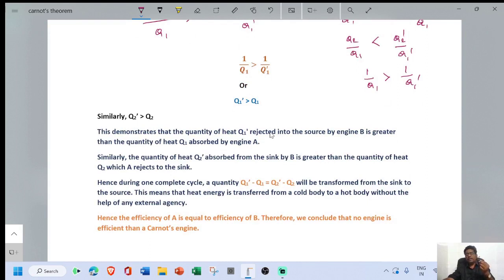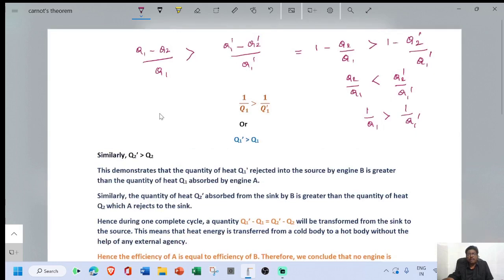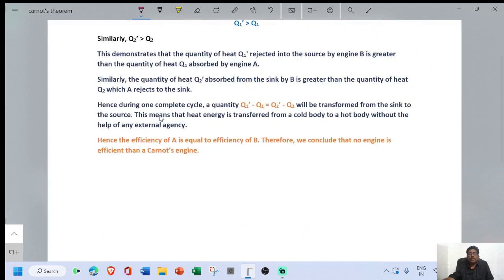Q2 is the amount of heat energy rejected to the zinc by the engine A, whereas Q2 dash is the amount of heat energy taken away from the zinc by the engine B. Here, the amount of energy taken away from the zinc is greater than the amount of heat energy given to the zinc by the engine A, if you assume that engine A is more efficient than engine B. Hence, during one complete cycle, a quantity Q1 dash minus Q1, which is equal to Q2 dash minus Q2, will be transferred from the zinc to the source.